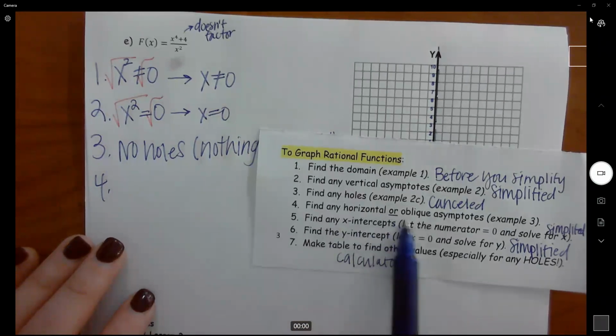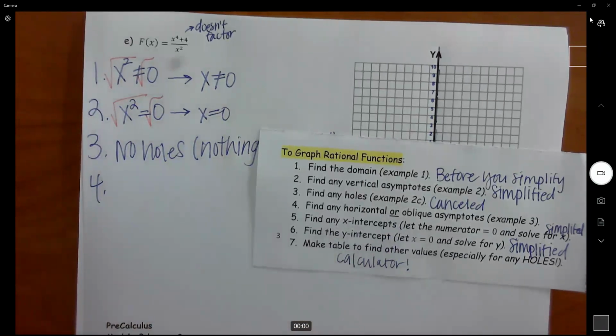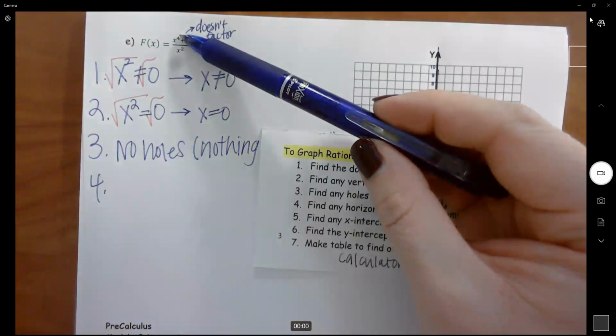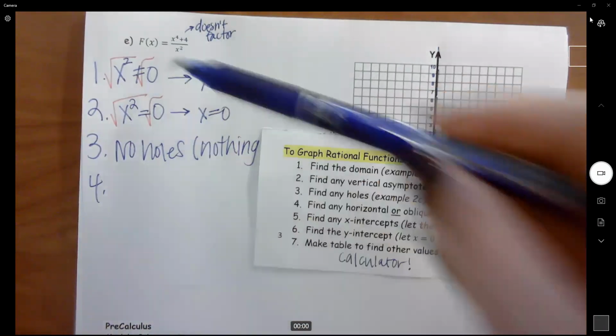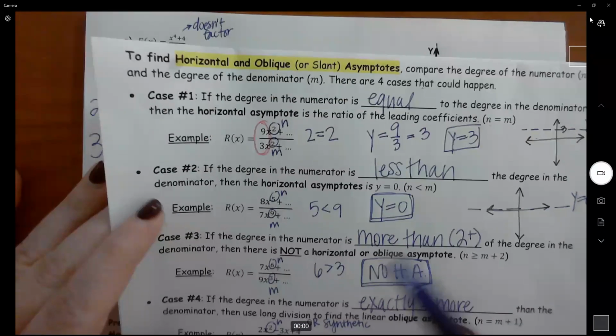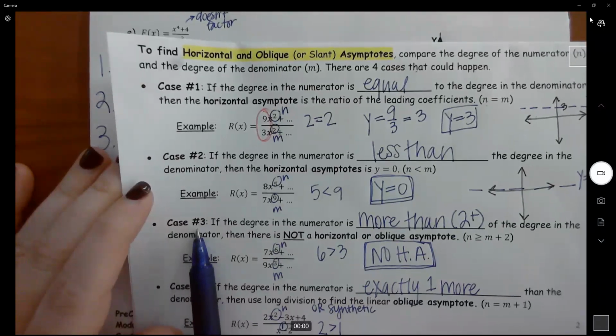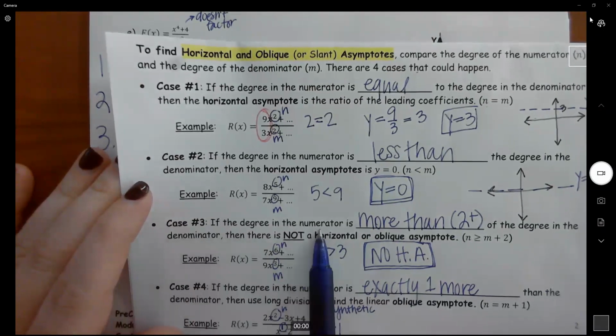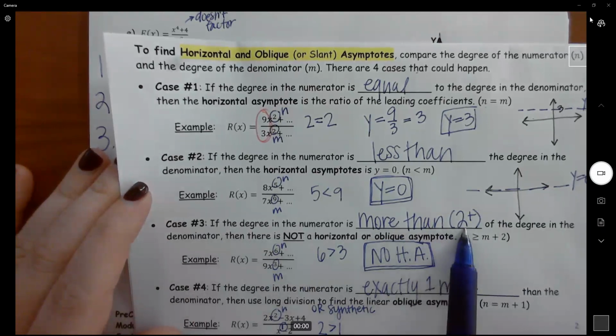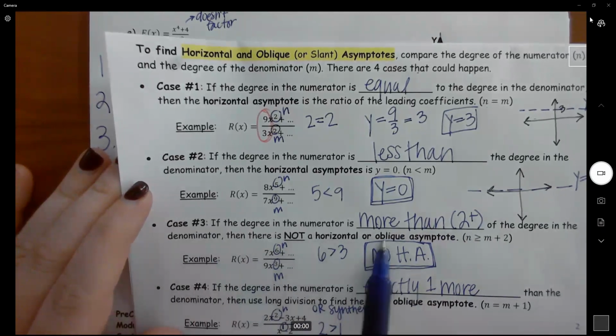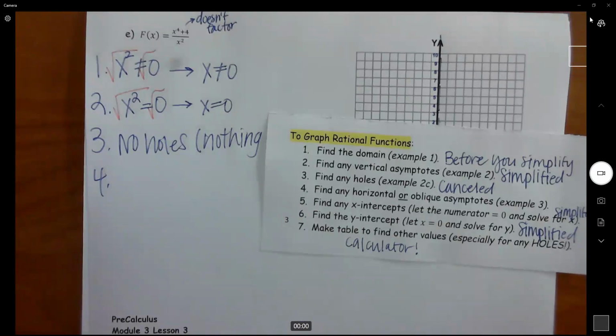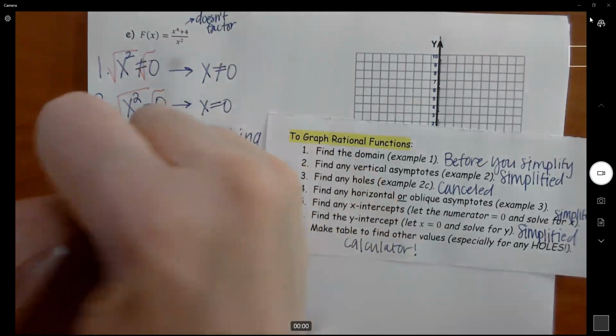We need to find our horizontal or oblique asymptotes. Here, my n is 4, my m is 2. So this is case 3. Because the degree of my numerator is more than 2 greater than the degree of my denominator, we have no horizontal or oblique asymptotes.